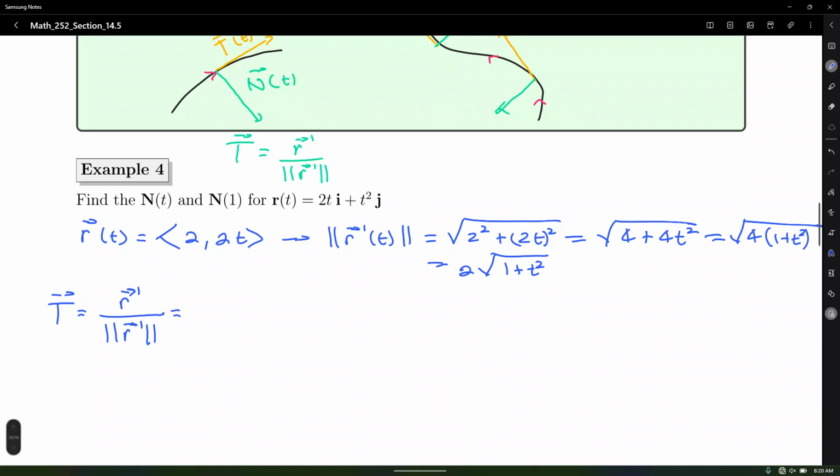So that is 2t divided by this radical, 2 square root of 1 plus t squared. So in this case, yes, we will need to distribute the denominator over the two components of the vector, because we need to simplify them as much as we can before we keep doing the calculus to get the unit normal vector.